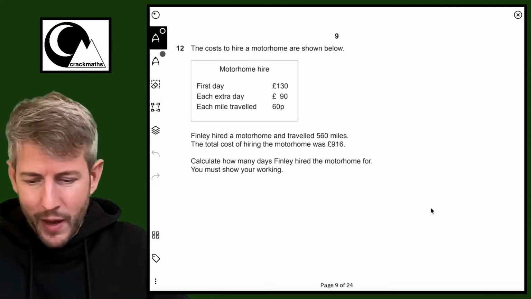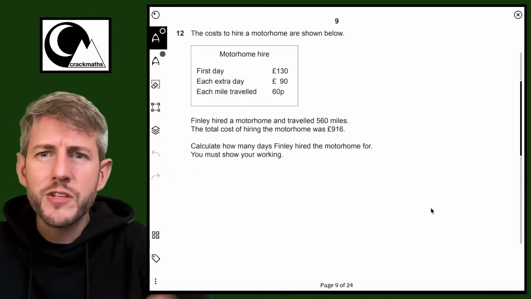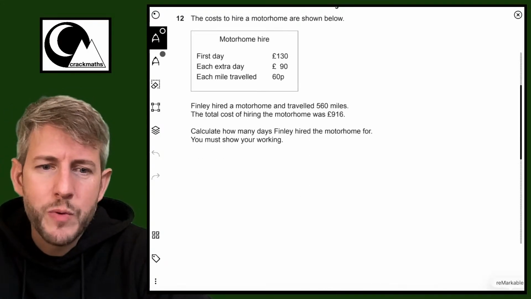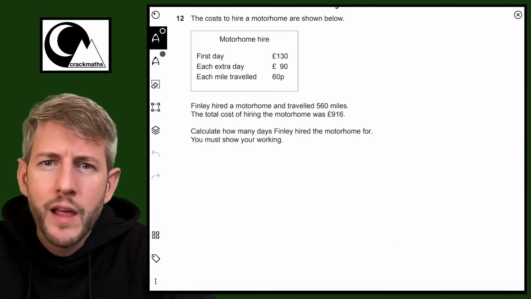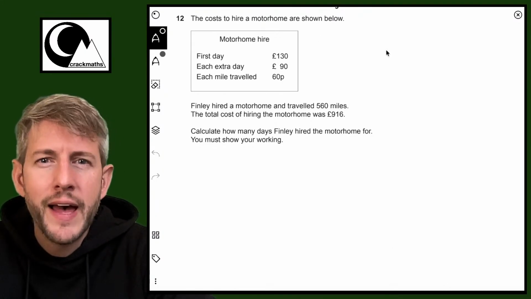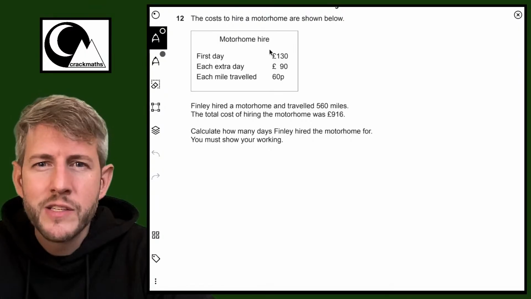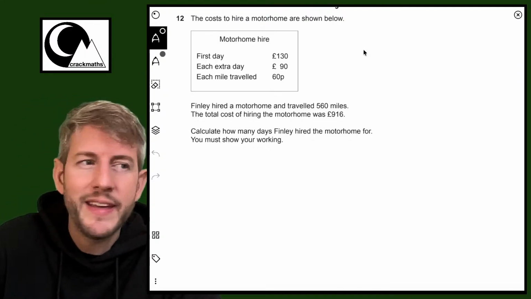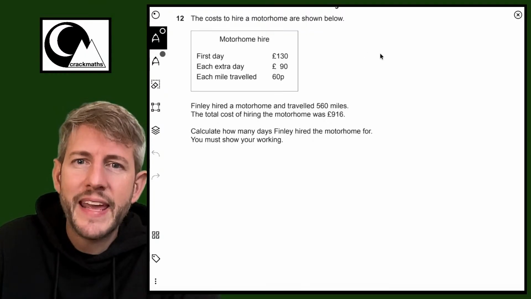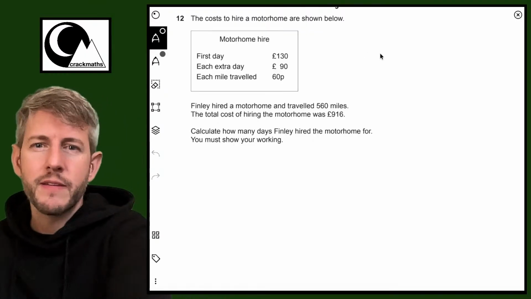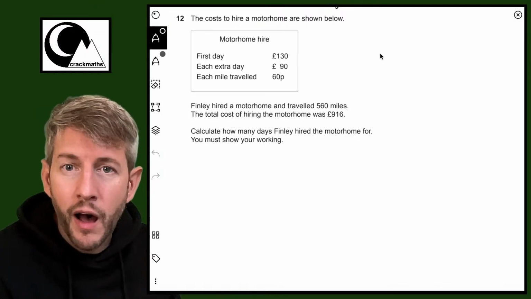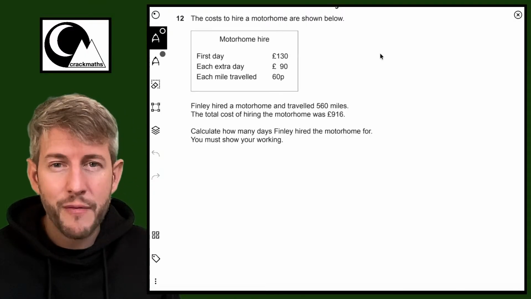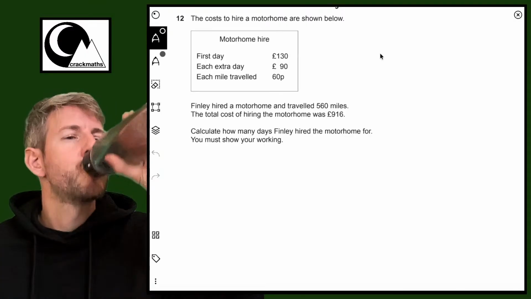Let's keep going. So question 12, what we've got here is the costs to hire a motorhome are shown below. The first day is £130. Each extra day is £90. And each mile travelled costs 60 pence. Finley hired a motorhome and travelled 560 miles.